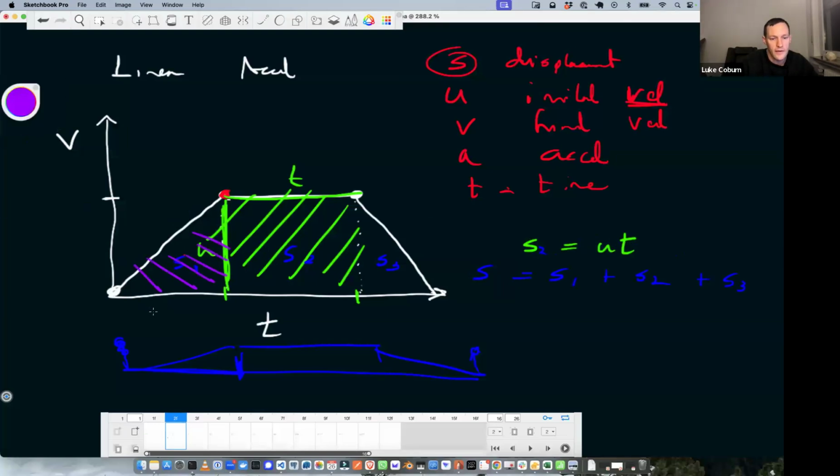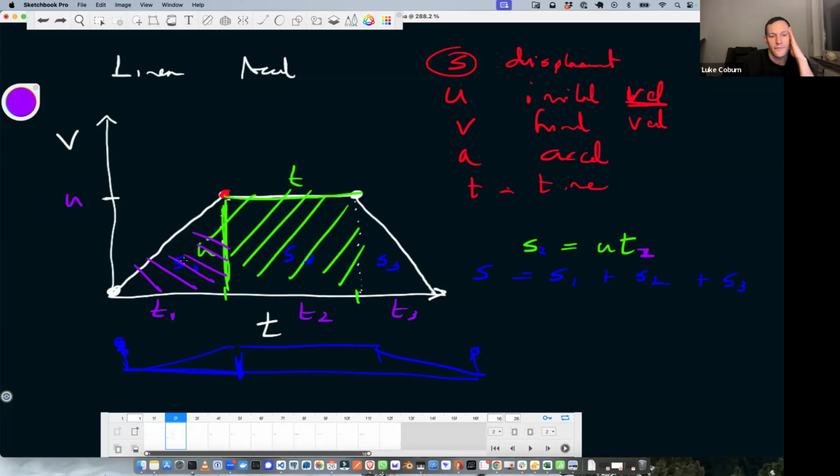If I look at the area under the graph for this part of the journey here, let's call this T2, and this T3, and this T1. So we're going to use lots of subscripts. And this is going to be U here. So this will be UT2, sorry. That part of the journey there is just the constant speed U multiplied by the time that we're going for, T.